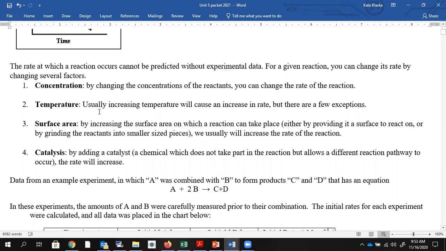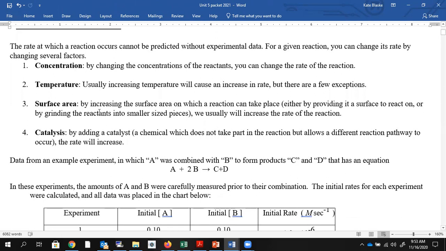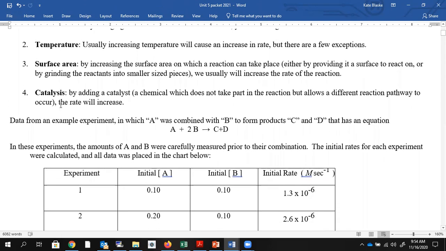So several things can affect our reaction rate, our concentration. By changing the concentration of the reactants, we can change the rate of the reaction. By changing the temperature, usually we can get a change in the rate, not always, but usually. By changing the surface area of the reaction, either by grinding up our reactants into smaller and smaller bits so that they have larger surface area, or by providing a different surface for that reaction to occur, that can change the rate of the reaction. And then we also are going to talk about catalysts. By adding a catalyst, usually we can make the rate increase.